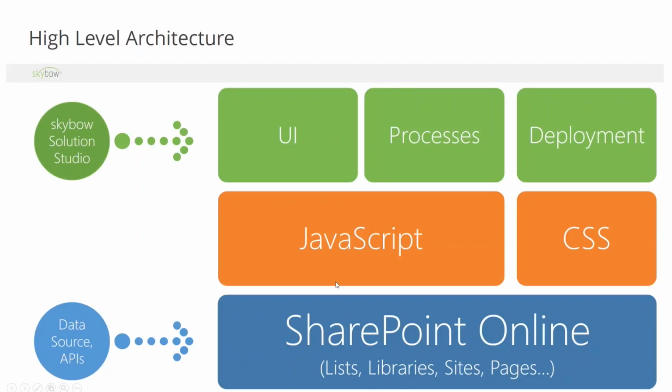On top, in the green boxes, our Solution Studio Online gives you the possibility to create UIs, to create processes, and to deploy all this. What this Solution Studio does, it's a software as a service, a SaaS product. It injects JavaScript and cascading style sheets into your SharePoint sites, giving you all these solution parts which we are going to see in the demo.